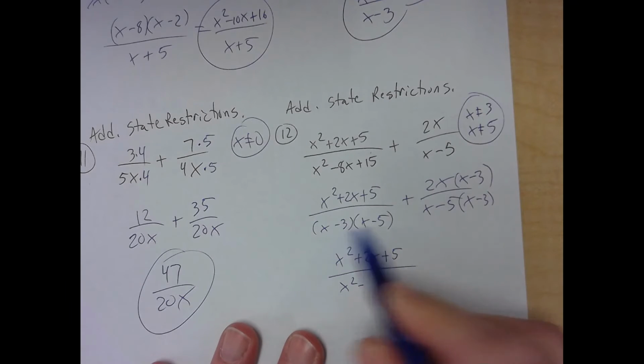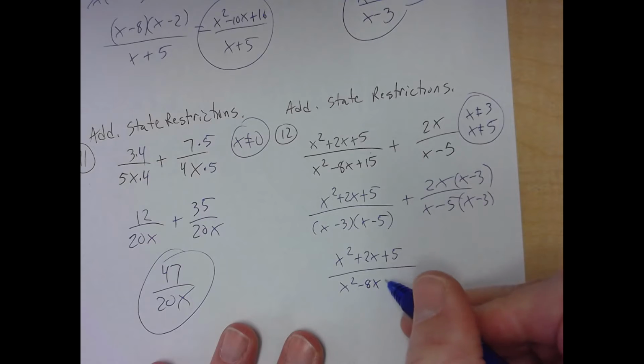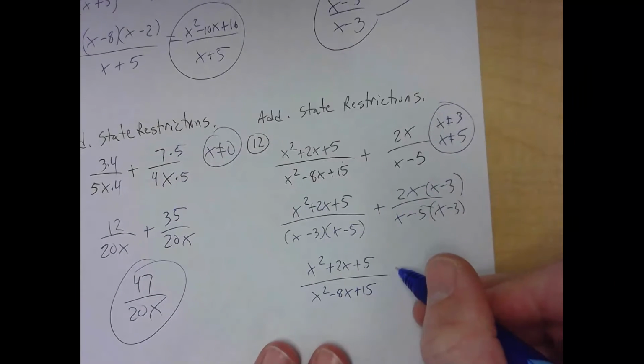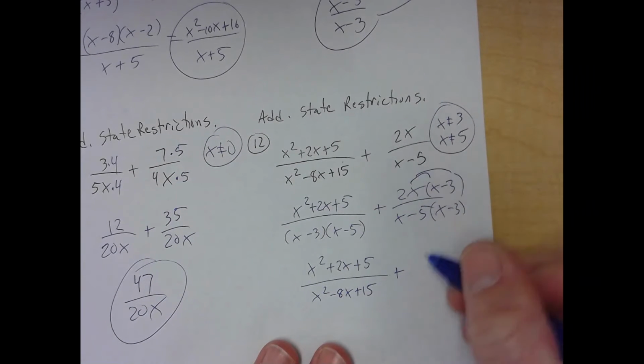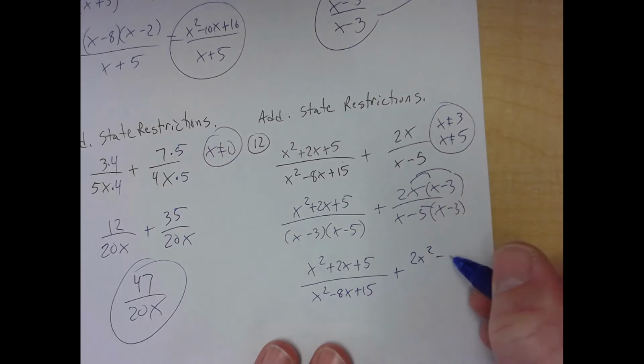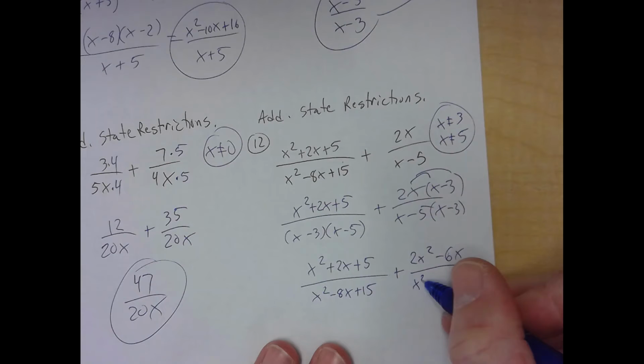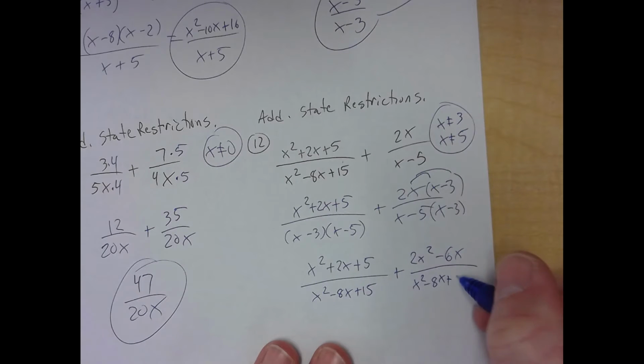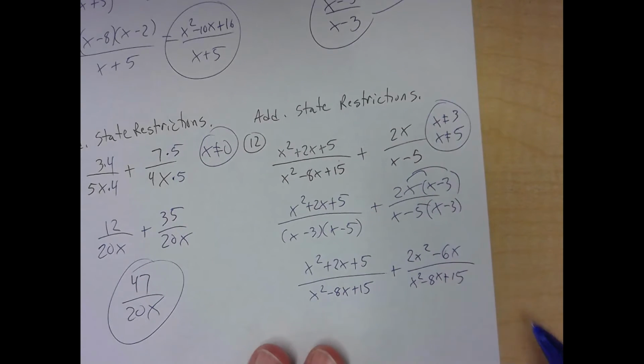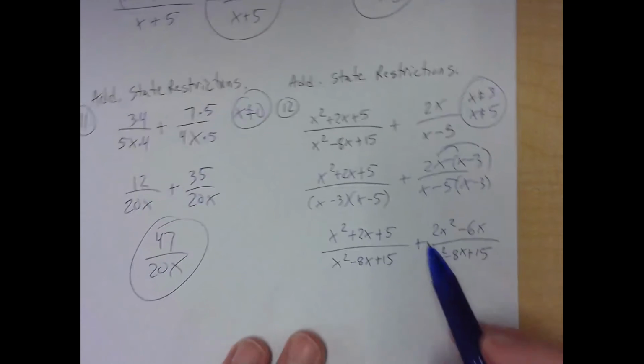I'm just going to multiply that back together, 8x plus 15, plus distribute 2x squared minus 6x over x squared minus 8x plus 15. Those are the same. Distributed, I did that correctly. Now I collect my like terms.